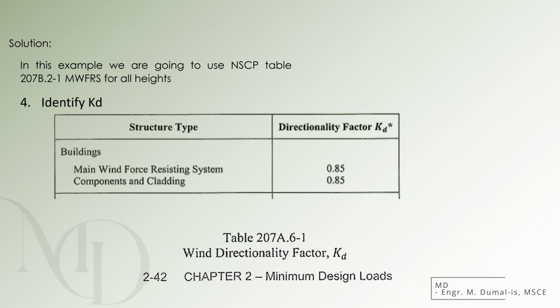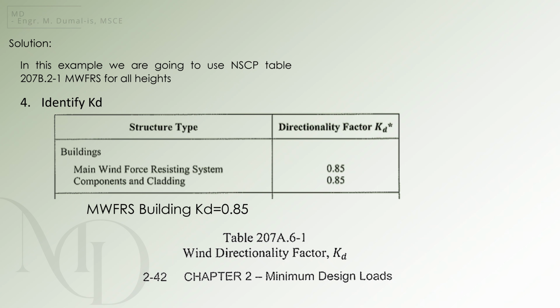Now, there is a new factor we need to consider. To use section B.2-1, we must include the directionality factor, K sub D. This factor accounts for the reduced probability that the maximum wind pressure will act on all building surfaces at the same time. In other words, it recognizes that wind usually strikes one direction more critically than the others. For this building, which we are treating as part of the main wind force resisting system, the value of K sub D is 0.85.